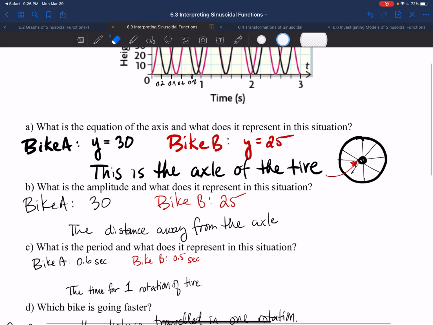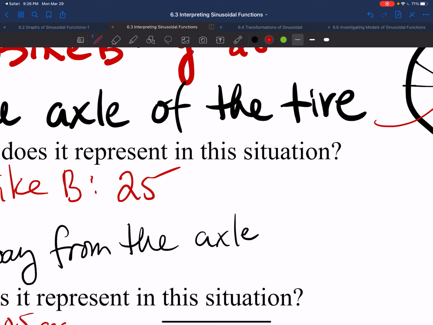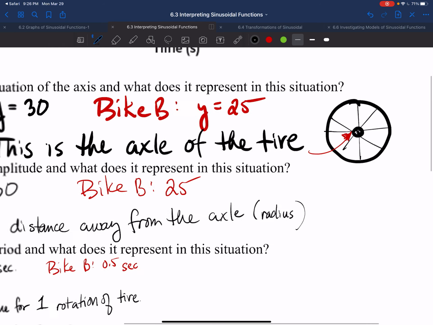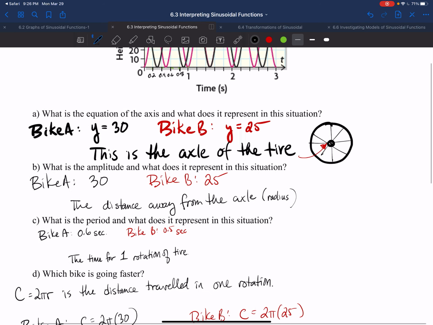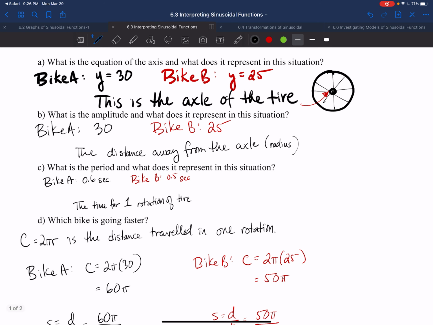So the distance away from the axle, the amplitude, is always the radius. The equation of axis is the middle of the tire, or the middle of the thing that's spinning. The amplitude is going to be your radius. The period is the time for one rotation of whatever it is, the tire, Ferris wheel, windmill, whatever it is.